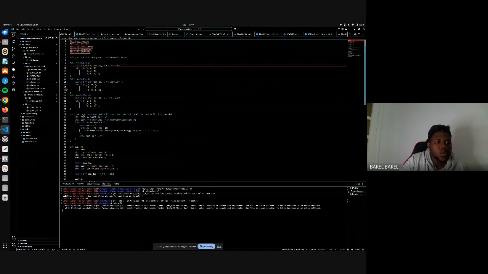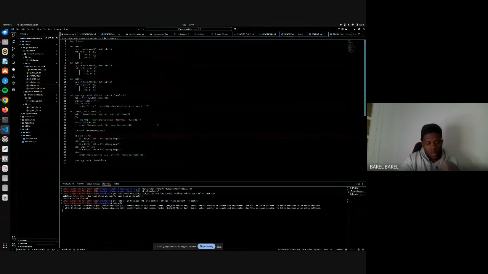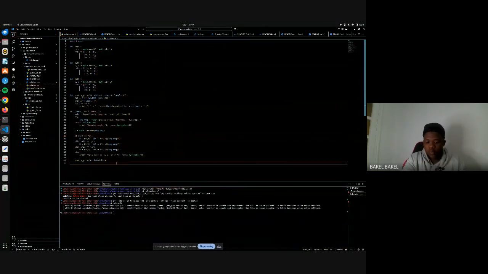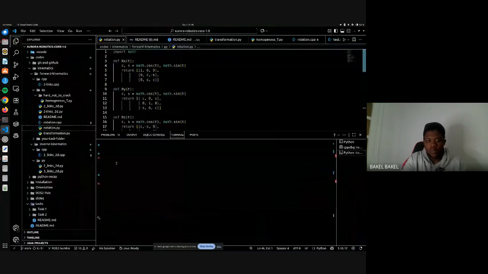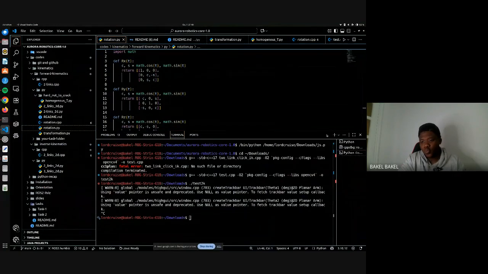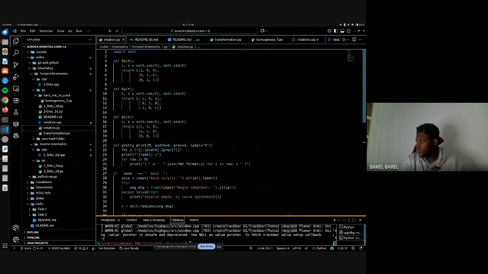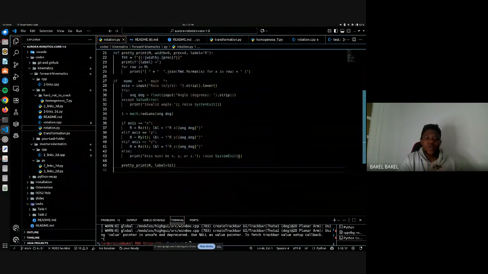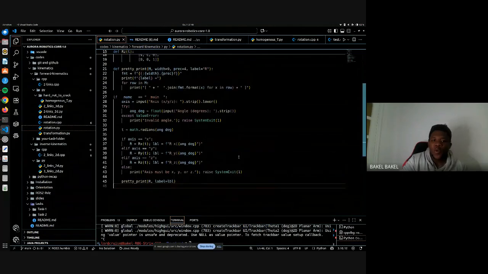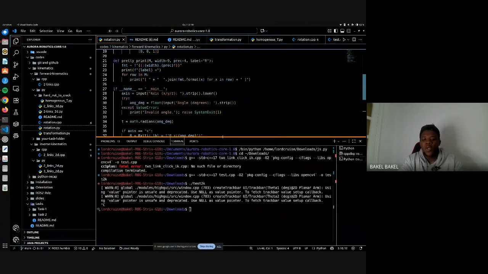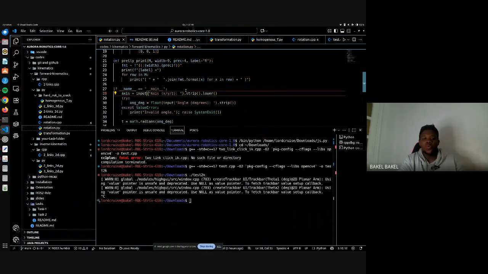Rotation. Okay, this is okay. Now, based on the rotation, what the code does is simple. Let me run the code. So let's start from there. You see what I had in mind, what made me write the code.